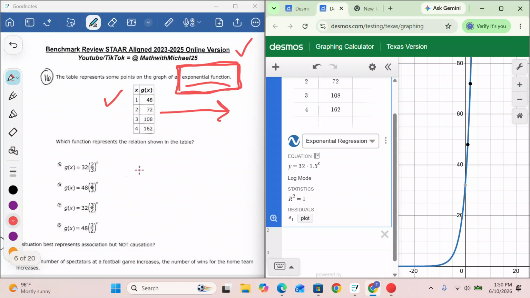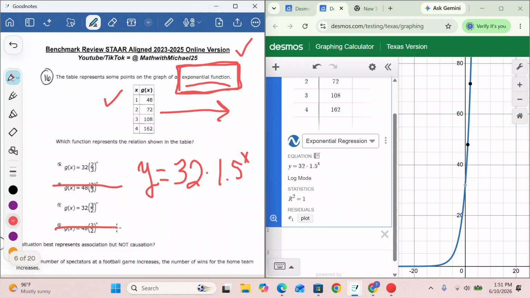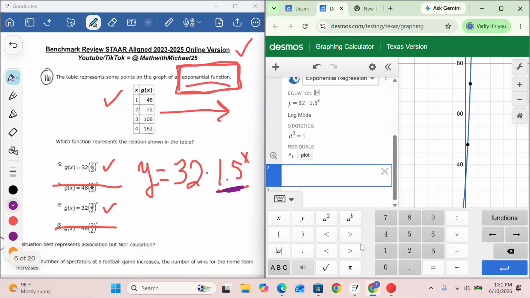It gives us our table as y equals 32 times 1.5x, right? So I can get rid of b, that's wrong, and I can get rid of d. Now it is either C or it is A. So, but here I get a decimal, here I get fractions. Very easy to turn a decimal into a fraction using Desmos. So you see how I underline 1.5? Yeah, I didn't turn it into purple, but I like purple right here. Okay, right there. It underlined 1.5. So you see number 2 right here? All I have to do is put 1.5.